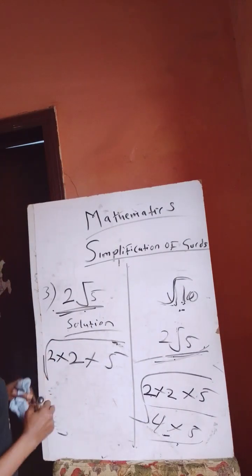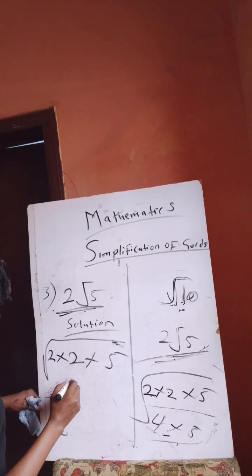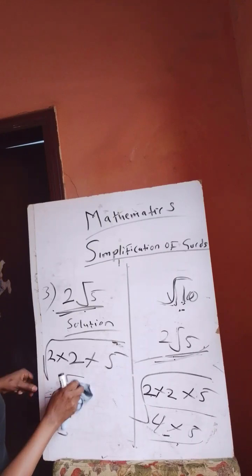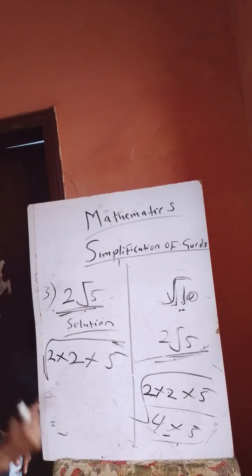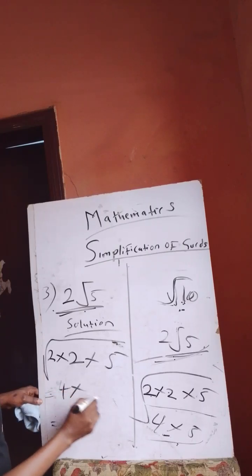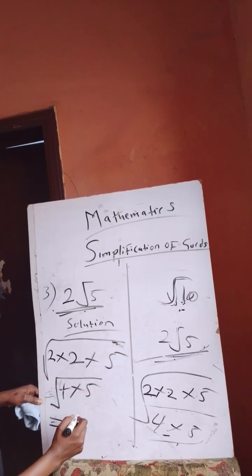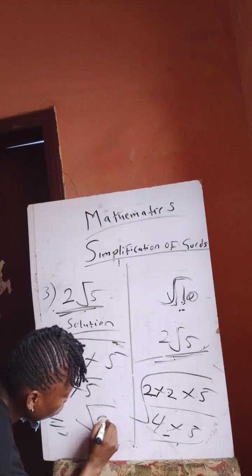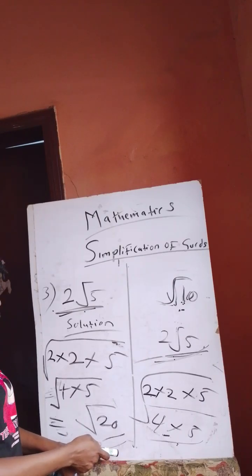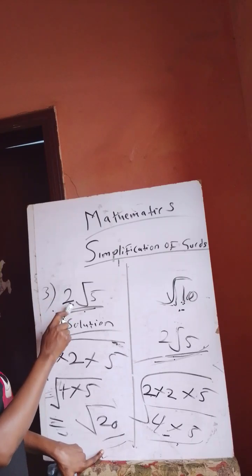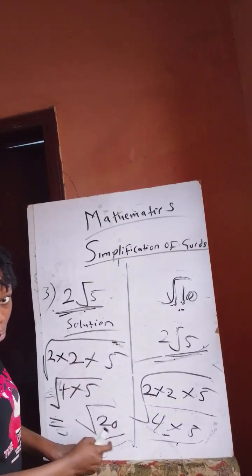root. Everything should be in the root. 2 times 2 is root 4, because you want everything to be in a single root. So 2 times 2 is 4, and 4 times 5 is root 20. So this is my answer. Assuming they gave you something like this, they expect you to simplify it in this step. If they gave you something like this, they expect you to give their answer in a single root.